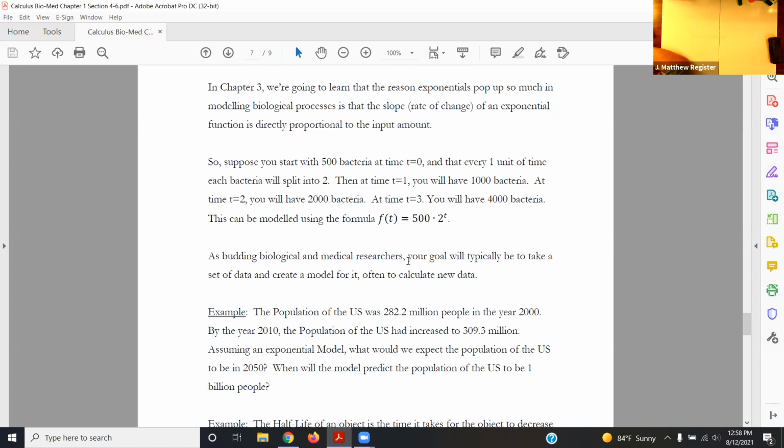As budding biological and medical researchers, your goal typically will be to take the data, in this case t equals 1, t equals 2, and t equals 3, and create the model for it, the 500 times 2 to the t. After you've done that, then you can start figuring out all of the underlying principles of those things.